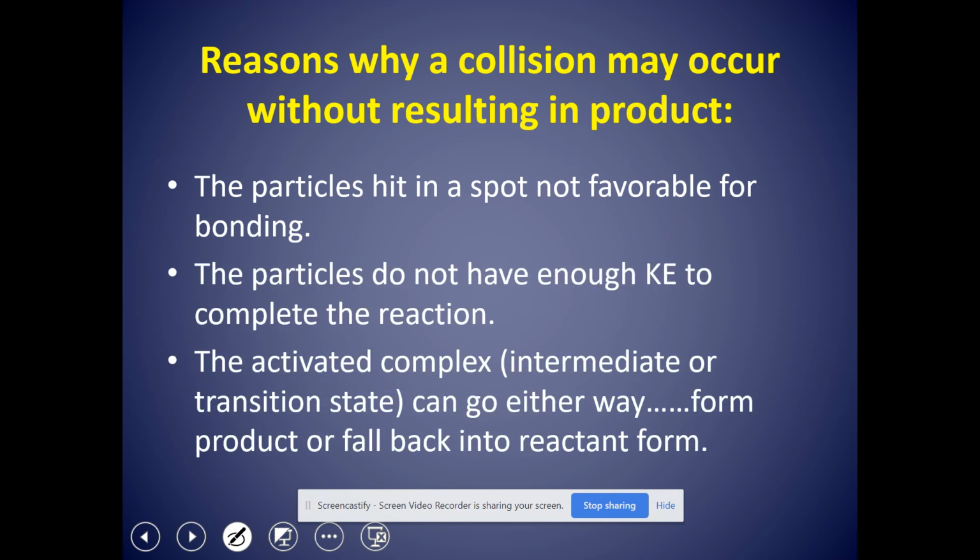That's fine. The second part of why you might have a collision but not get a product is they don't have enough kinetic energy. They're just not moving fast enough. Particles have to be moving fast enough to break old bonds and start forming the new bonds. If they don't run into each other with enough speed, they're not going to get up the hill to make this thing called an activated complex, which is where the old bonds start breaking and the new bonds start forming. And it's a really high energy, kind of unstable intermediate. And so they're just not going to be able to get up that hill.